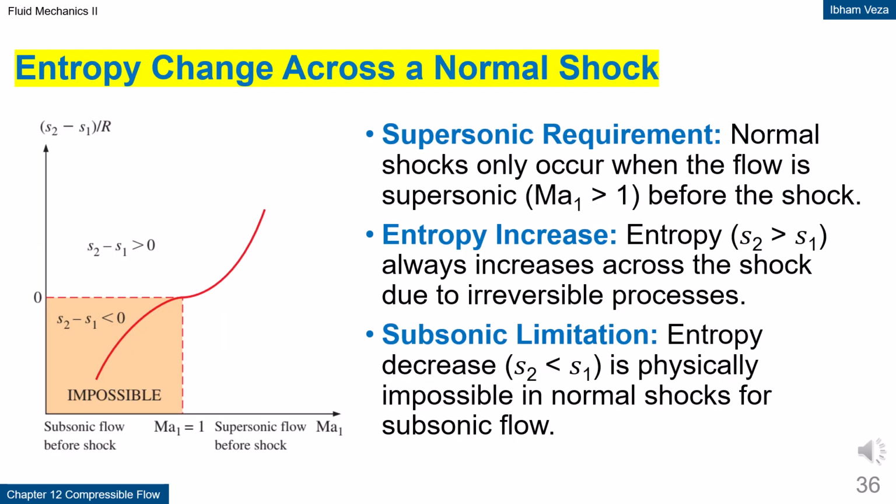Entropy change across a normal shock. A normal shock can only occur if the upstream flow is supersonic. After passing through the shock, entropy always increases. This increase in entropy indicates an irreversible process. A decrease in entropy across a normal shock is physically impossible. This principle is consistent with the second law of thermodynamics.